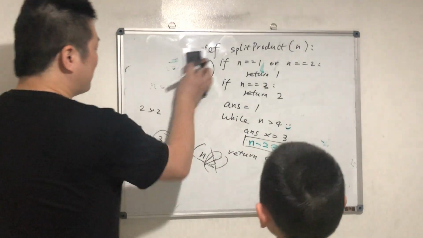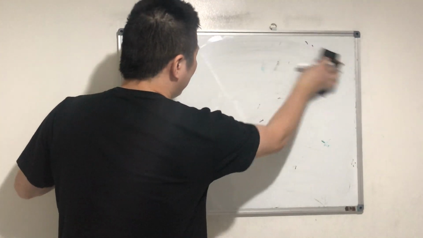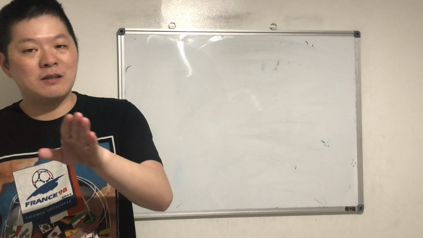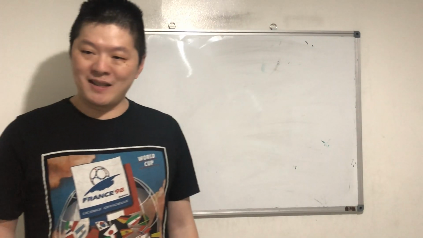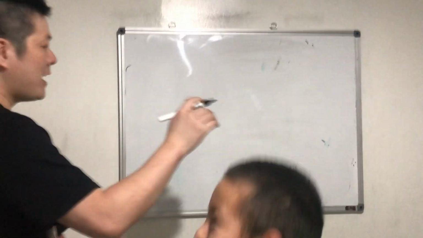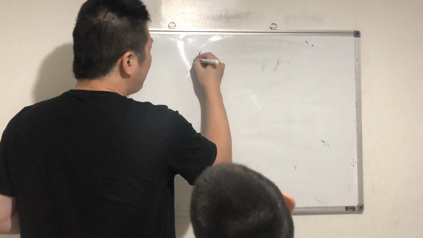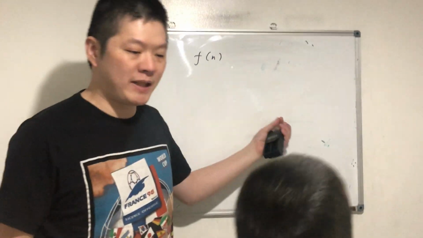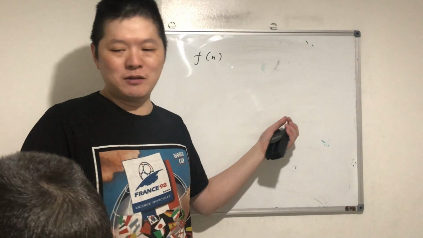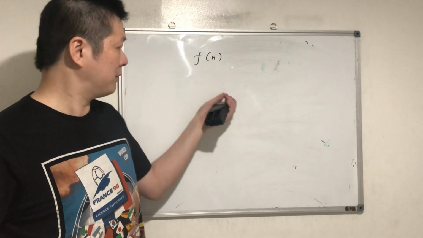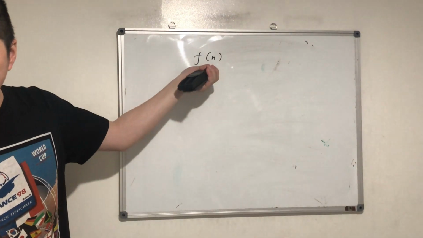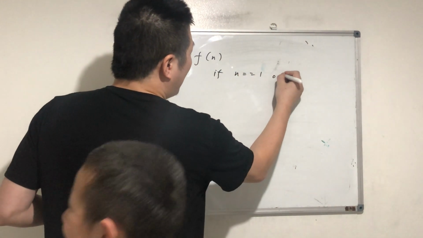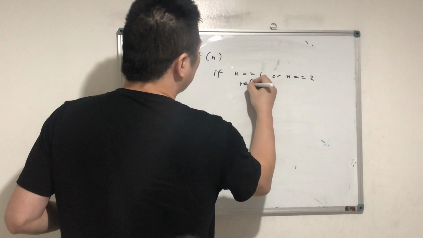We can also solve this problem by memoization, dynamic programming. So let's say f(n) is the maximum product that we can get by splitting the integer n, right? Does it make sense? If n is 1 or n equals 2, then we return 1, right?